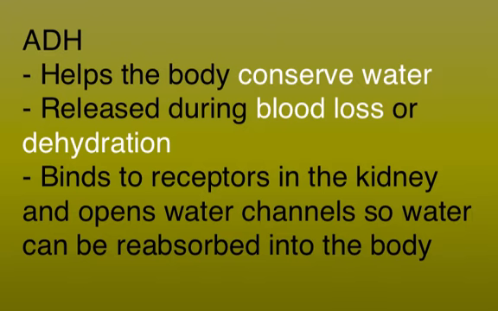ADH, or antidiuretic hormone, is a hormone that helps the body to conserve water. It is released during blood loss or dehydration. When released from the posterior lobe of the pituitary into the blood, ADH travels to the kidney, where it binds to its target receptors. This binding will open water channels, so water from the kidney's filtrate will be reabsorbed back into the body instead of being excreted in the urine.